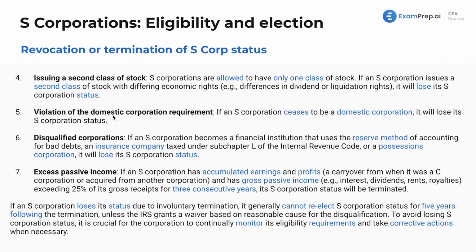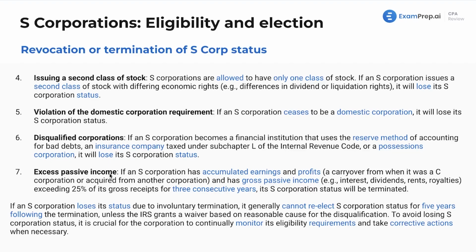Violation of the domestic corporation requirement. If you cease to be a domestic corporation and you are now a foreign corporation, that is not good either. Disqualified corporations. If an S Corporation becomes a financial institution, again, this is kind of the least important of the batch, but it's still there. It's kind of what we saw before as well. And then excess passive income.